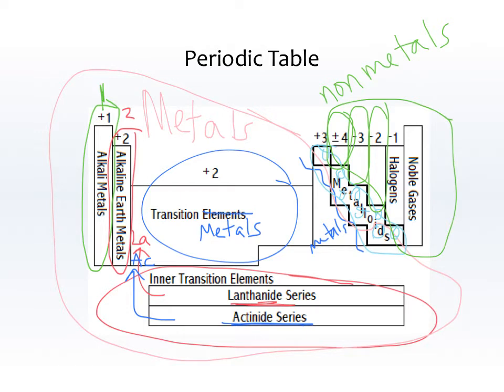Then we have the halogens in group 17, all with a -1 charge because they would gain 1 electron. And finally, the noble gases on the right with no charge because they won't gain electrons or lose electrons. They're very unreactive as a whole group.